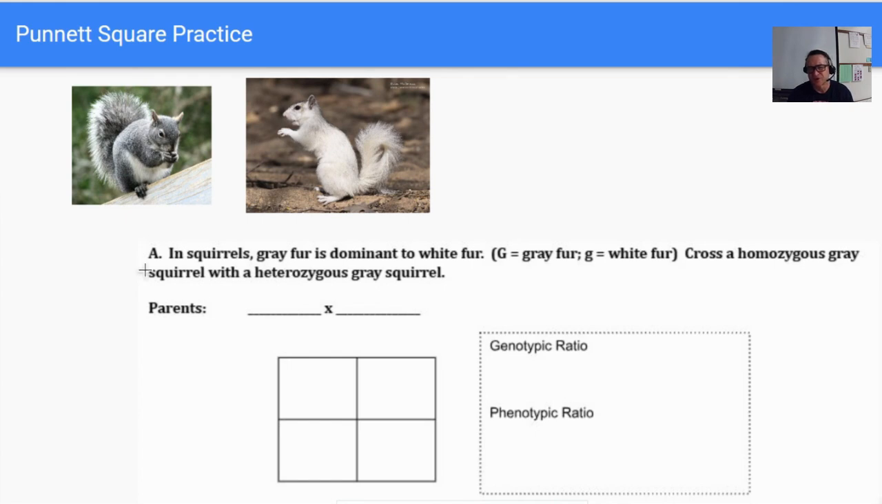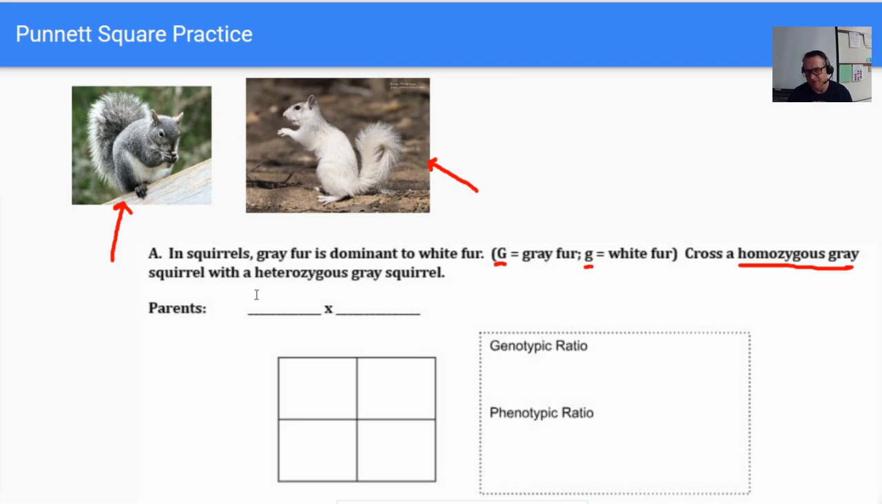All right, so in squirrels, gray fur is dominant. Big G for gray. So you only need one gray allele in order for the squirrel to have gray fur. And white is recessive, little g for white fur. So the only way you can have white fur as a squirrel, you got to have the genotype of little g, little g. All right, so in this problem, we're going to cross a homozygous gray squirrel.